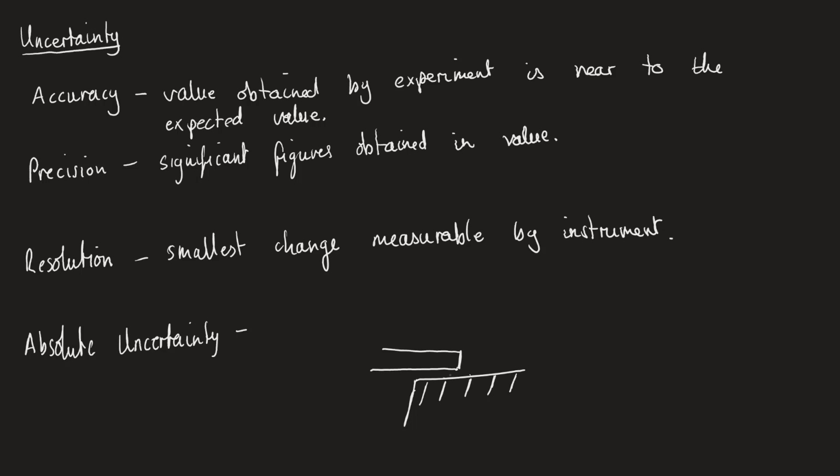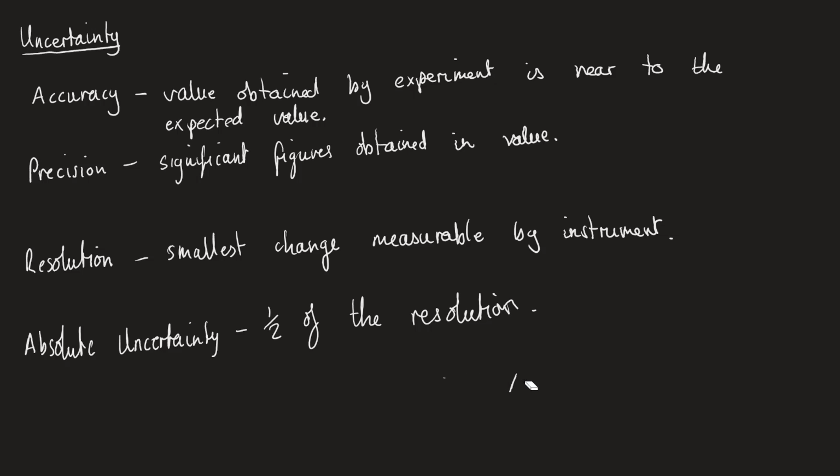And which one could it be? We'd have to just decide one or the other. We couldn't probably decide in between the two, because we'd still have some sort of uncertainty on that measurement. And that uncertainty is going to be half of the resolution. So half of the smallest degree of accuracy that we can make with this instrument.